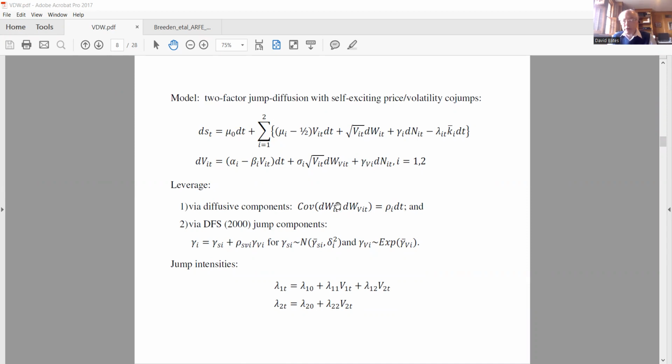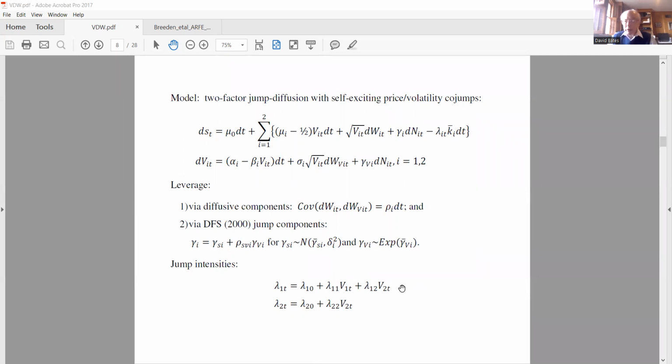So the diffusive shocks are correlated, and the estimates have them negatively correlated. So that's one form of leverage. But the jumps are also correlated. So I'm using the Duffie-Pan-Singleton specification in which the jumps are an exponential jump for the spot variance terms, and then plus a Gaussian shock. So the total asset shock is an independent Gaussian shock plus some leverage term on the volatility jump.